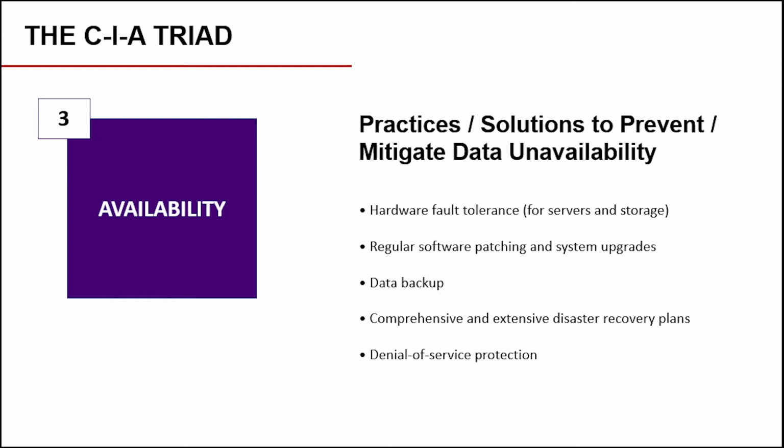But perhaps the most notorious threat is a denial-of-service attack, wherein a system, a website, an app, or a service capability is diminished to hinder full access to information. To prevent or mitigate data unavailability, there are practices or solutions which are used. There are a few examples given here, such as hardware fault tolerance, regular software patching and system upgrades, data backups, comprehensive and extensive disaster recovery plans, and denial-of-service protection solutions.